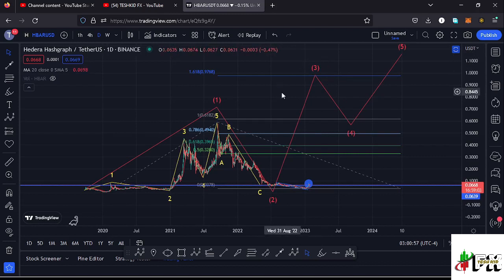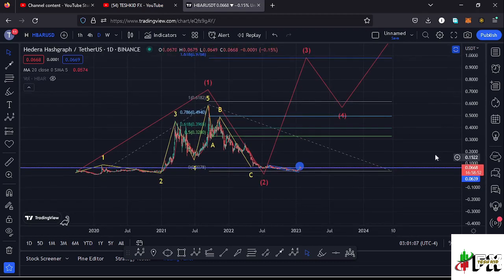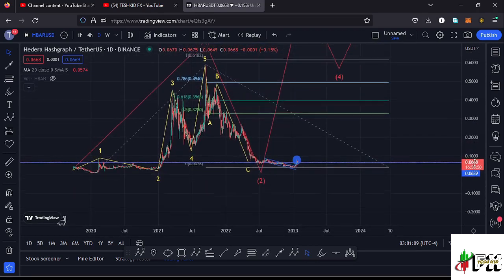And here on the daily chart, I have a target area to the upside in the formation of that wave 3 at the fib level 1.618, which perfectly lies at around the $0.9768 mark, and that is the minimum that I'm expecting Hbar to do on the long-term scenarios.